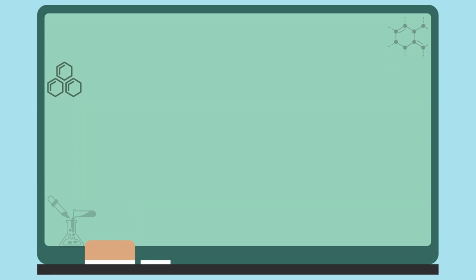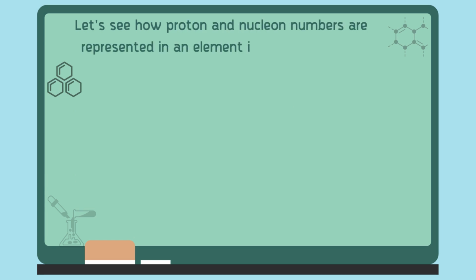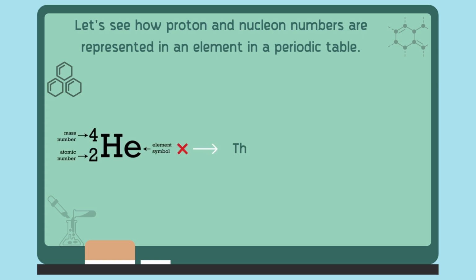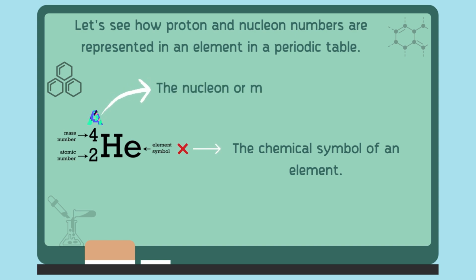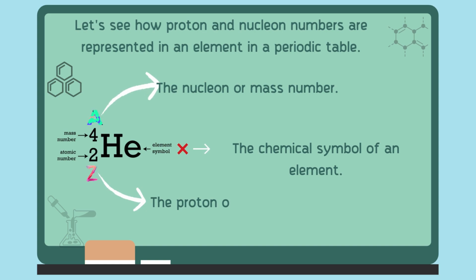Let's see how the proton and nucleon numbers are represented for an element in the periodic table. The letter X represents the chemical symbol of the element, how it would present itself in the periodic table. The letter A on the top left of the symbol represents the nucleon or mass number in superscript. The letter Z on the lower left side represents the proton or atomic number in subscript towards the left of the symbol.